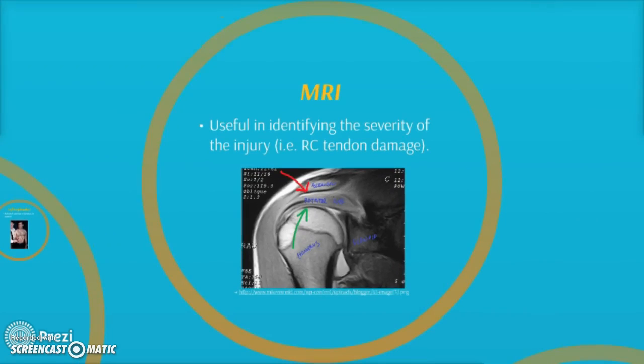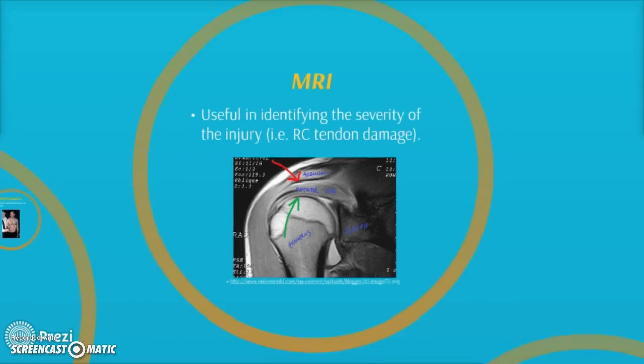Imaging studies are also a good way to take a look at possible primary shoulder impingement. MRIs are useful in identifying the severity of the injury, such as rotator cuff tendon damage.